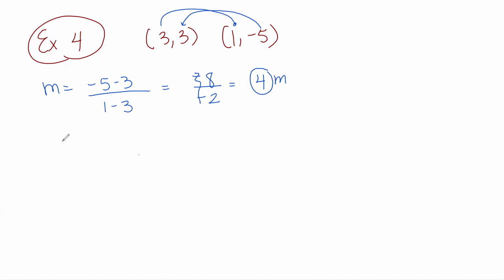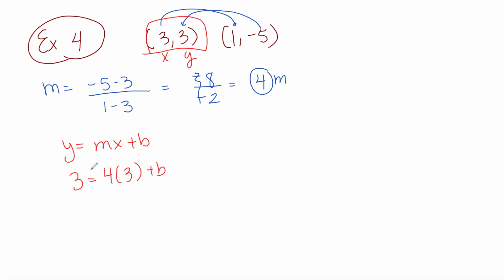And now I'm using slope-intercept form. And I'll use the first point just because, again, I like to avoid negatives. This is x, this is y. 3 equals m x plus b. Solve. So 3 is 12 plus b. Minus 12 to get that off, -9 is b.